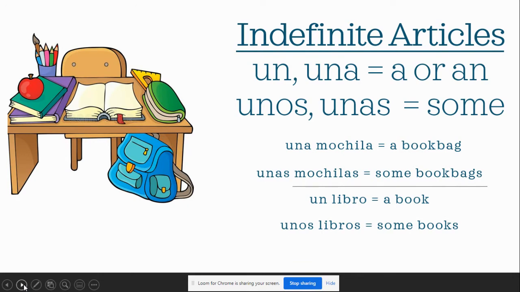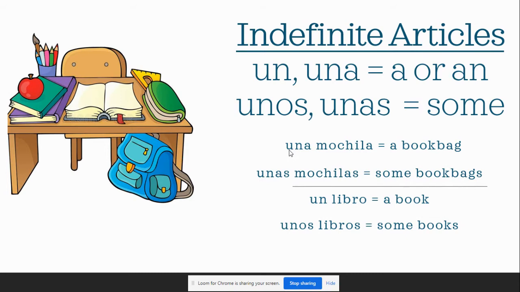Let's apply it. If you notice here, we have una mochila. Let me hear you say it. Una mochila. Great. And what does it mean? A book bag. All right, let's look at the next one. Let's say it. Unas mochilas. And what does that mean? Yes, some book bags. Let's continue.